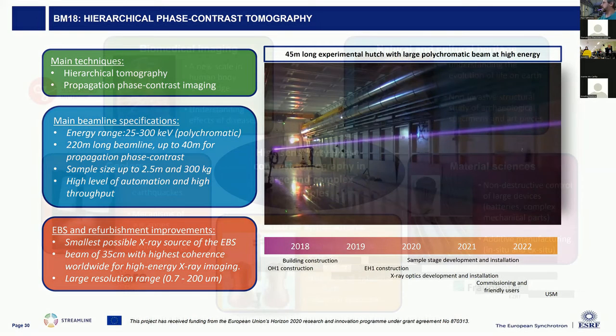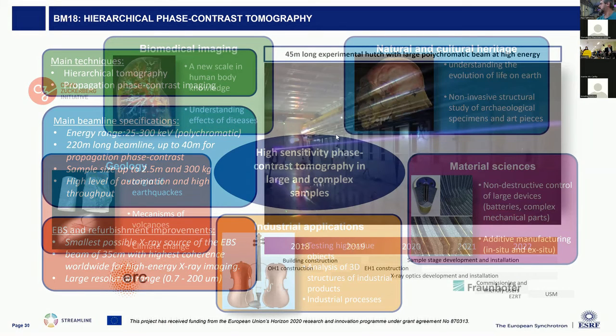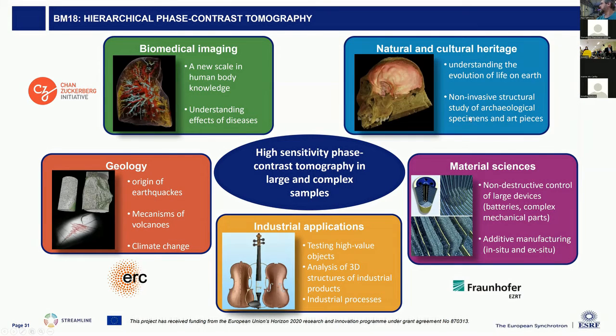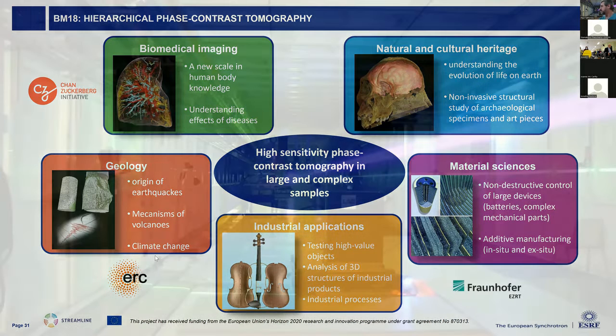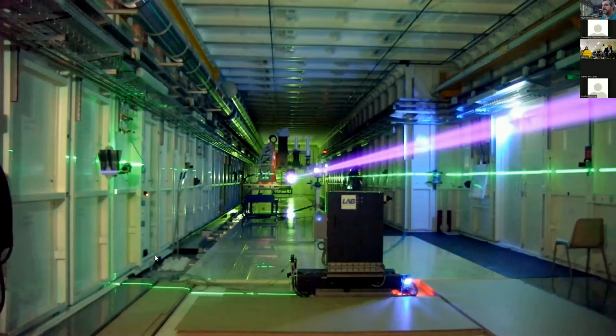The 5 main topics of BM18 are biomedical imaging, as I just explained, but also natural and cultural heritage with paleontology and archaeology. But the largest part is material sciences. It can be batteries, metallic alloys, additive manufacturing, plenty of things. We have a large part in industrial applications. It's a beamline that is really interesting for many industrial applications, and we have already started in this industrial part. And we also have a project on geology. But as explained by the directors before, these 5 topics are the main ones.